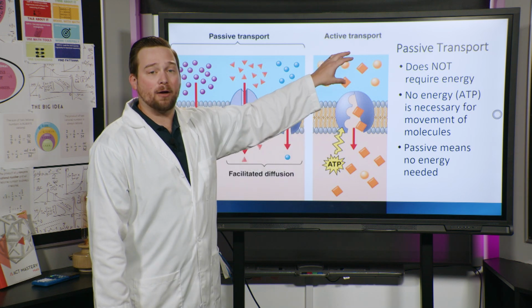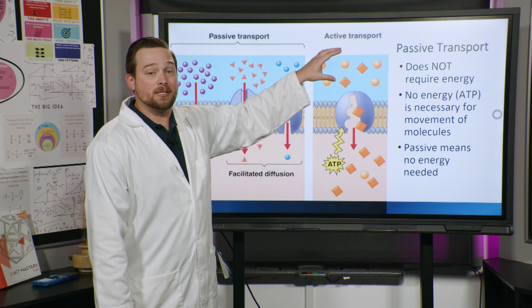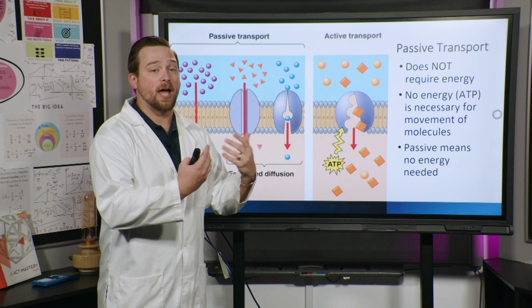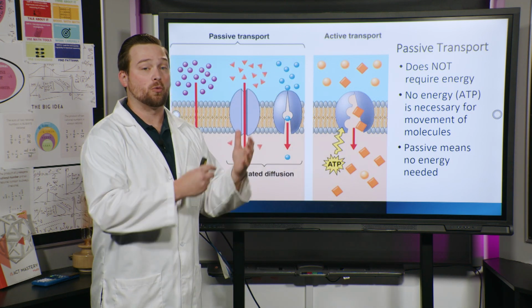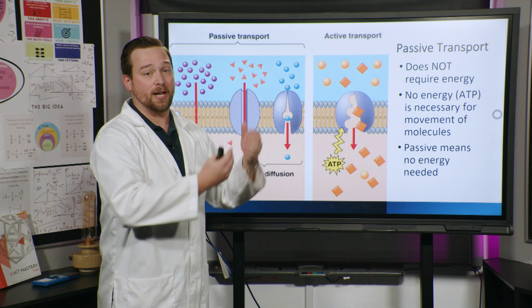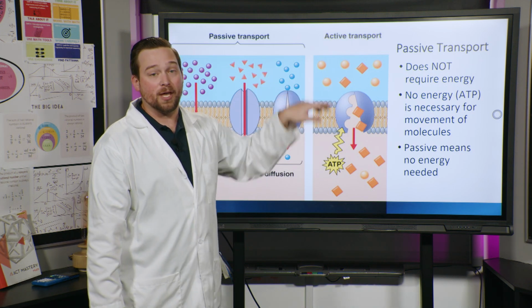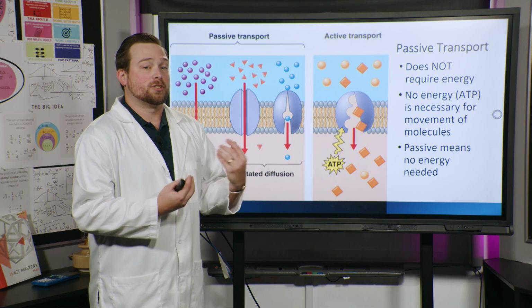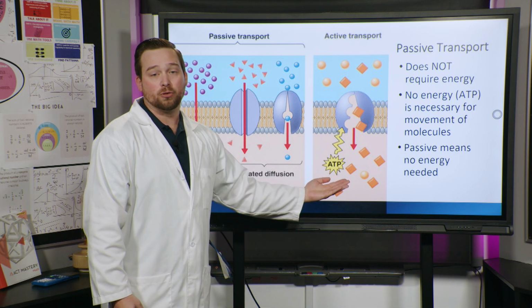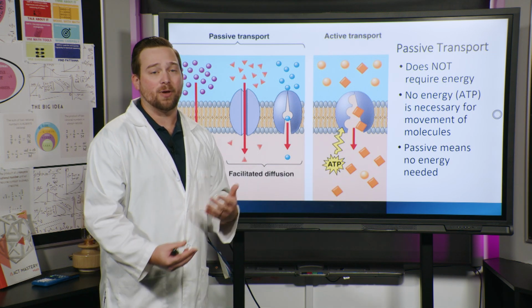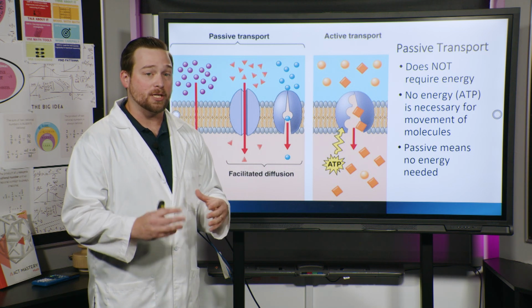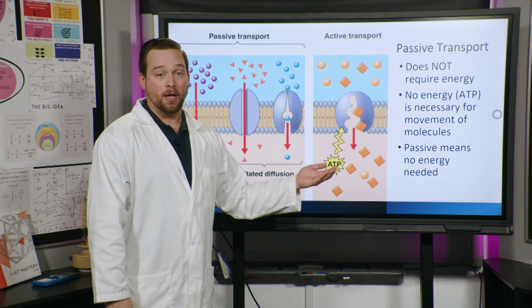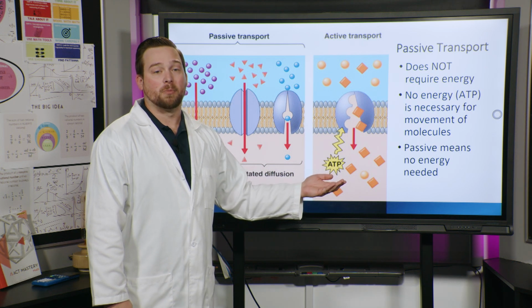Well, there's two down here. These want to leave, but the cells want to bring them in. So we're moving up the concentration gradient. In order to get these two into the cell, we're going to have to use a little bit of energy. The way your cells use energy is a molecule called ATP. Anytime we're talking about using energy, try to remember the name of this molecule, ATP. That's how your cell uses energy, in the form of this molecule.